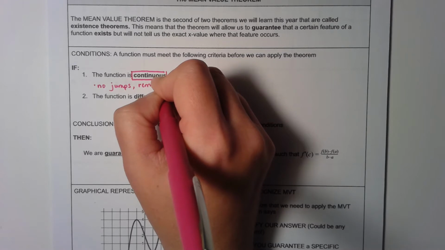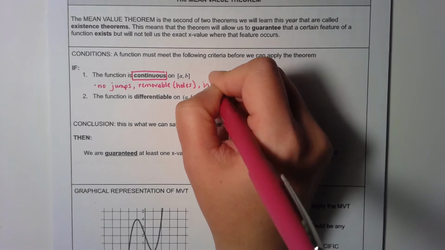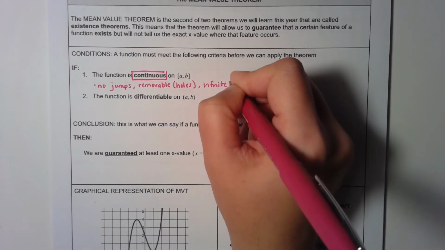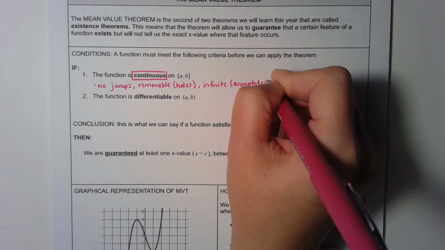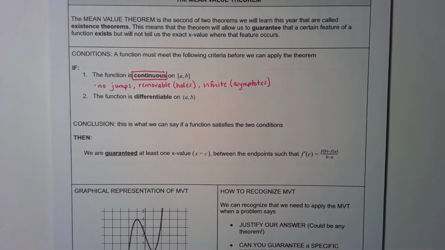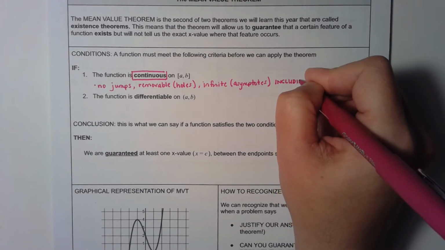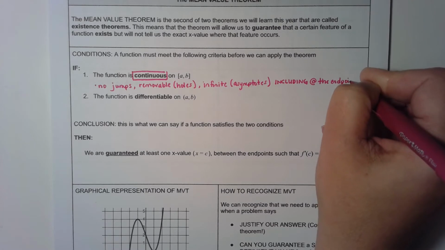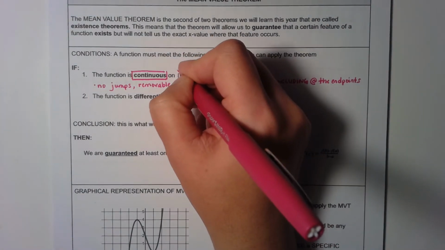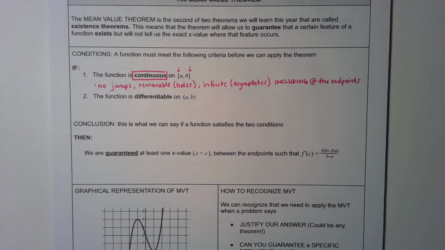removable discontinuities, which we also sometimes call holes, infinite discontinuities, which we sometimes call asymptotes, and that has to be including at the endpoints. That is why you'll see that this uses brackets. That means there can't be a hole at the endpoints, there can't be an asymptote at the endpoints, there can't be anything weird going on at the endpoints or anywhere in between those endpoints.